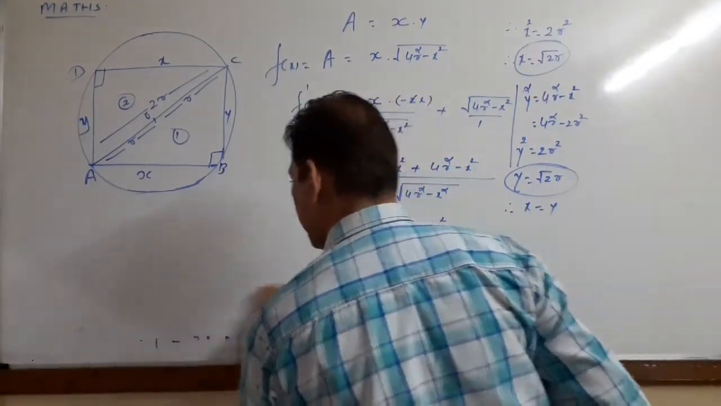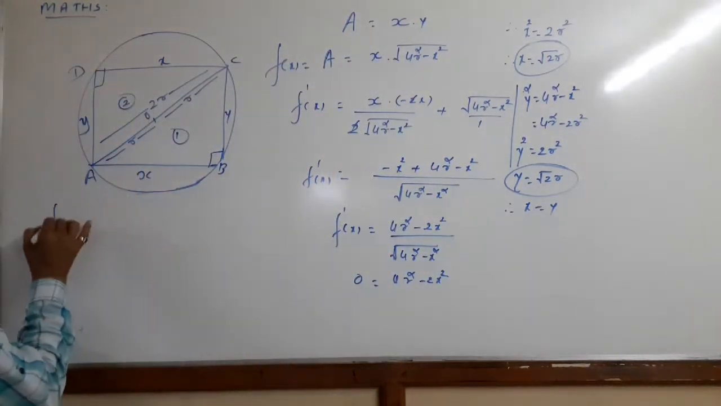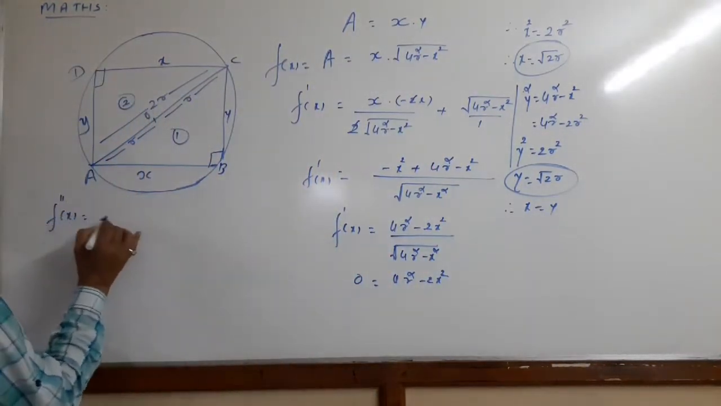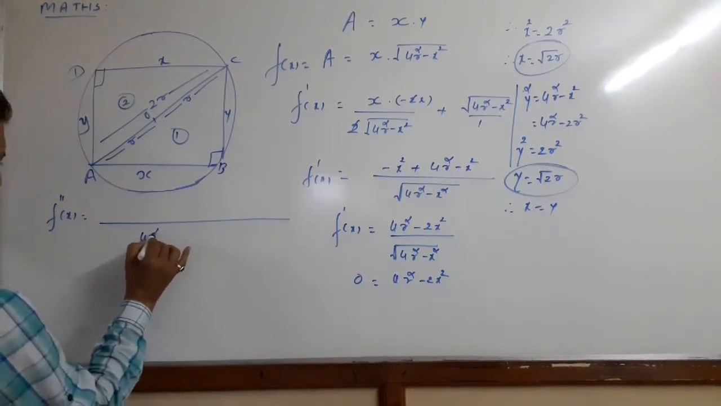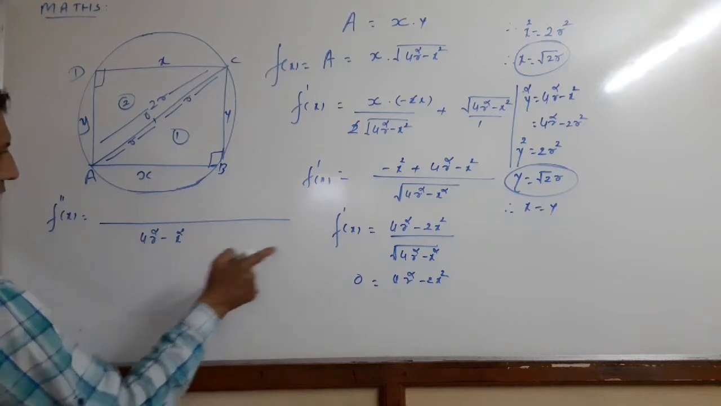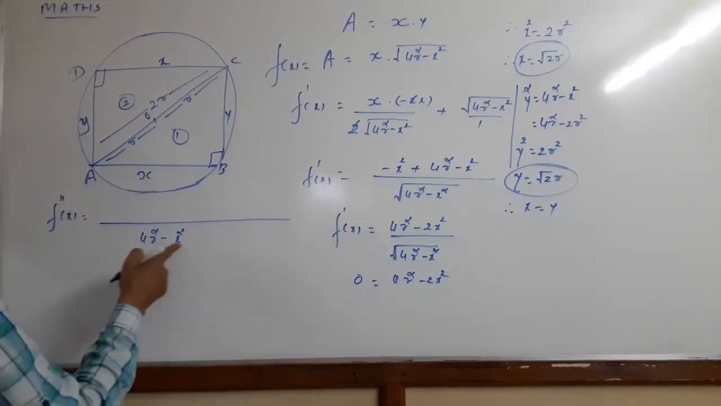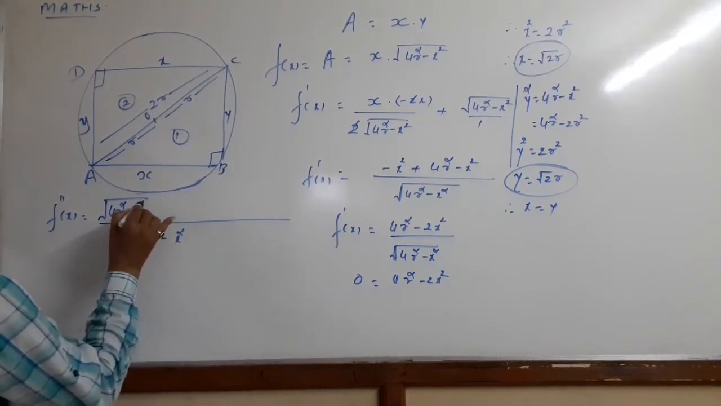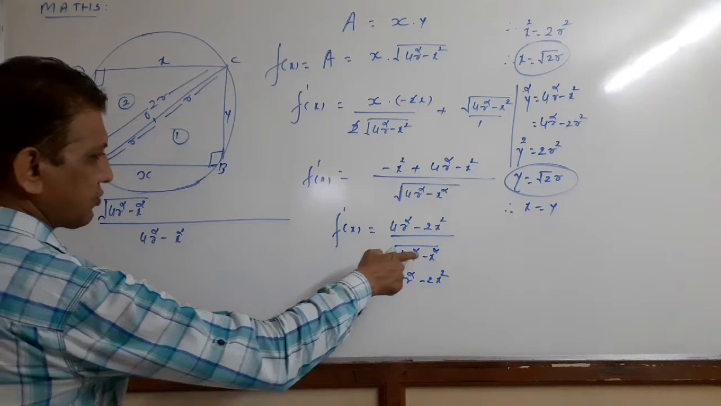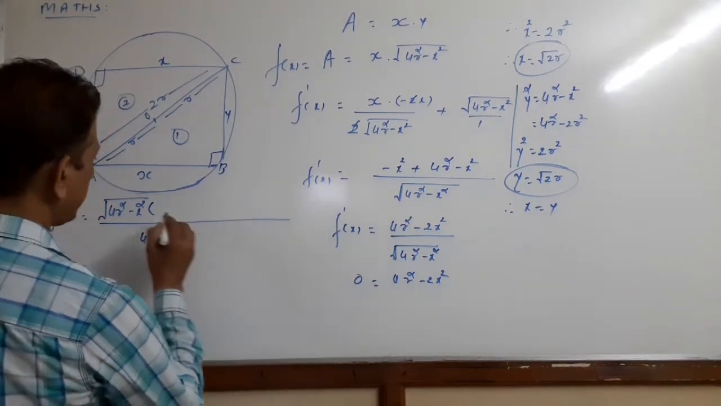Now here we erase this. Now the second order derivative, f double dash x. Apply the division rule. The denominator is the square of the square root, so the square and square root cancel, leaving 4r square minus x square. Now the denominator as it is: root 4r square minus x square. Derivative of the numerator: 4r square gives 0, and here minus 4x.